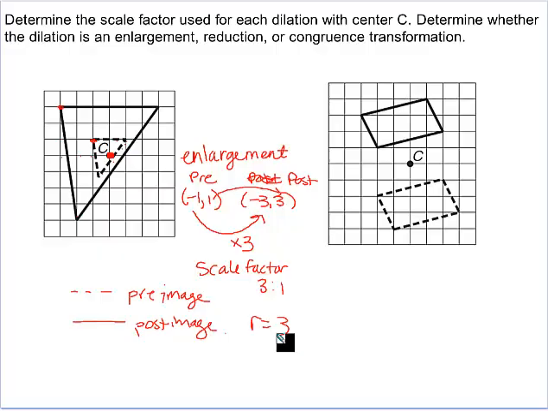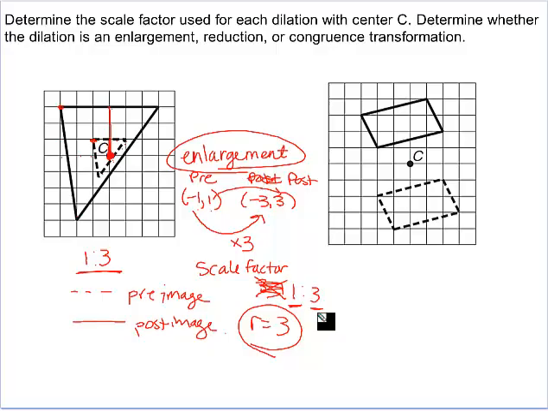Now, I'm sorry, our scale factor we should have written as 1 to 3, because we always want to put our pre-image first and our post-image second. The other way you could have done this is to go from the center point and count up to this image right here. So that's 1. Then you count up to the post-image, 1, 2, 3. So 1 to 3. Now, counting works quite well if you are not interested in figuring out what the r value is. But if you want the r value, you definitely want to take a look at those points. So an enlargement, and our scale factor is 1 to 3.